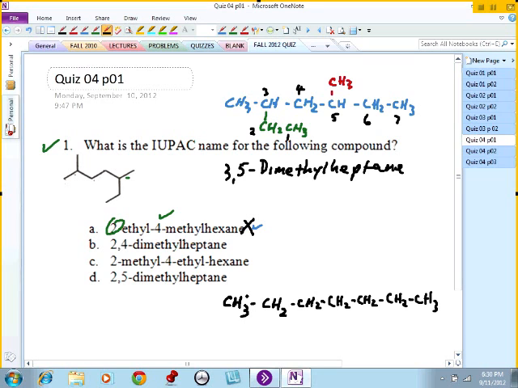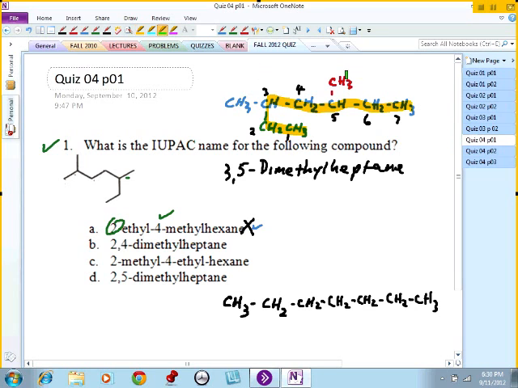Okay, so that is the base name. Yes. I have a question about the first one. Why is it dimethyl when one is an ethyl and one is a methyl? Okay. The longest carbon chain, this is the base name. Just a minute. That is the base name. You see that? And you have a branch.